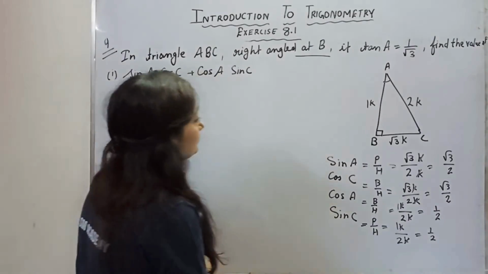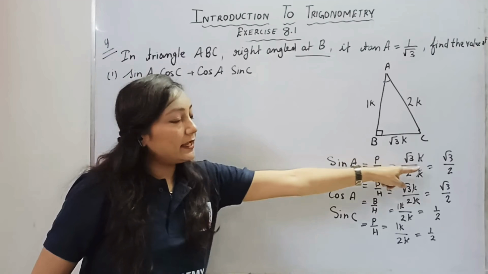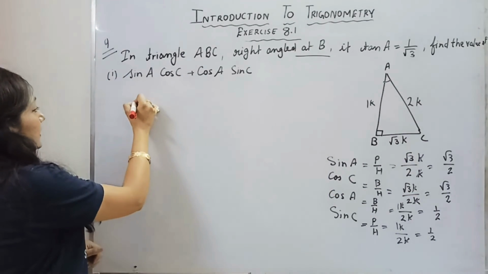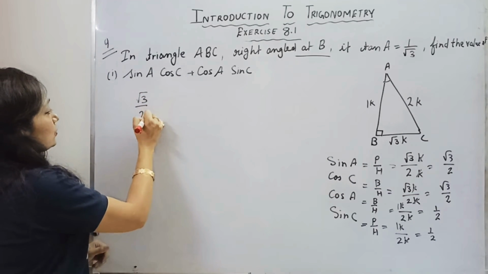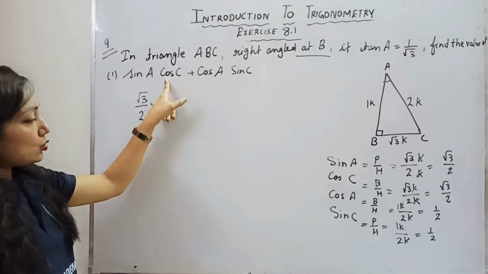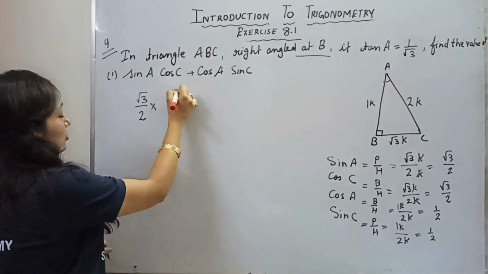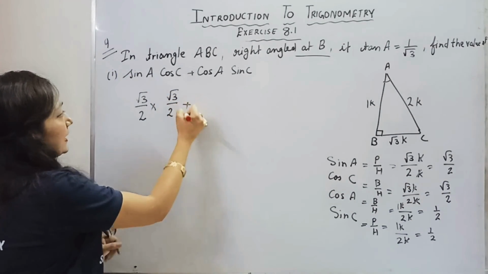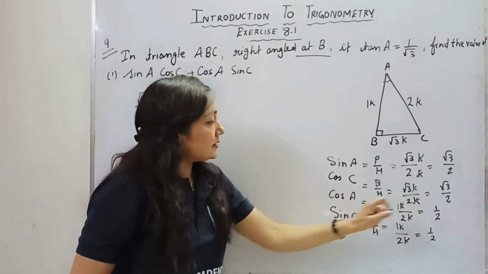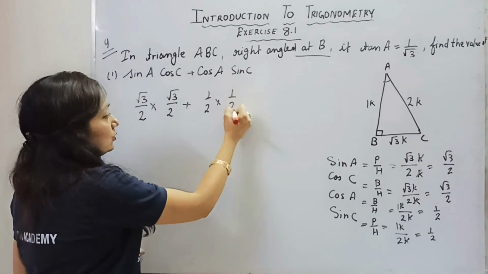Now, sin A. What is the value of sin A? Sin A is root 3 upon 2. Write down here root 3 upon 2. Here is a multiplication between both of the ratios. So cos C is root 3 upon 2. Write down root 3 upon 2. Then plus cos A is equal to 1 by 2 and sin C is equal to 1 by 2.